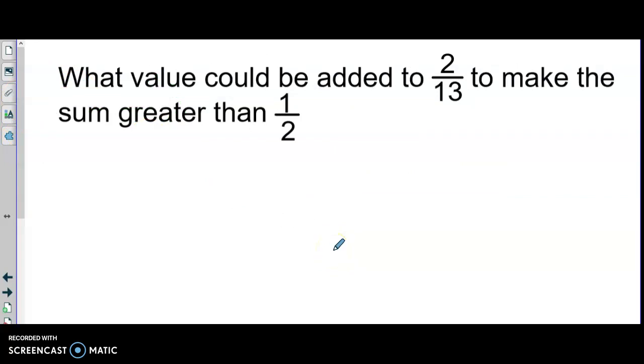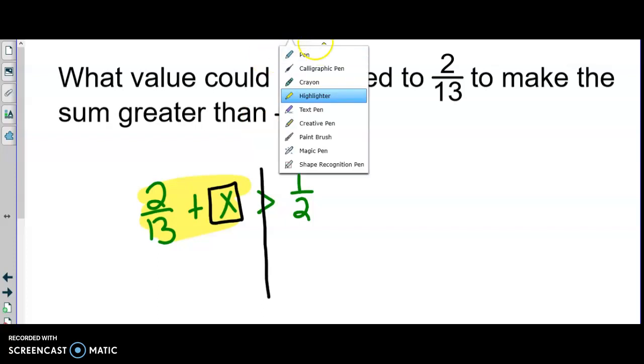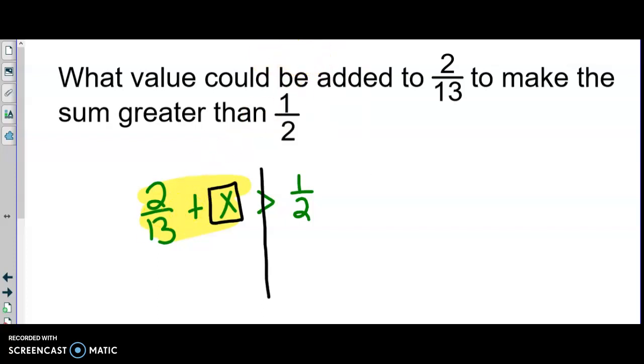All right, what value could be added to 2/13 to make the sum greater than 1/2? Okay, so we're taking 2/13. We're adding a number to it, which we don't know what number, and we want it to be greater than 1/2. So I wrote myself a little inequality here, and I'm going to think about how I'm going to solve this inequality. Remember, you want to get the letter by itself, so you ask yourself, what is on the same side as the letter that you need to get rid of? In this case, I need to get rid of 2/13. Right now, I'm adding it, so the opposite would be to subtract 2/13 from each side. That will cancel, and then whatever I get should be my answer.